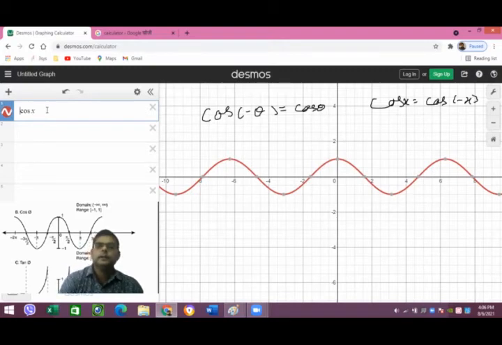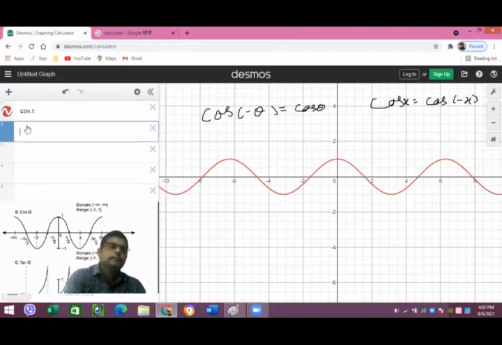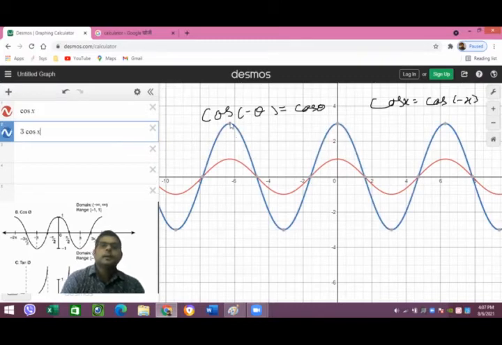You can see here the maximum point is +1 and the minimum point is -1. So the difference between these 2 points is 1 minus -1, which is 2, divided by 2 is again 1. So amplitude is 1. What if you apply 3 to cos x? That means amplitude has been increased to 3. Upside is 3 and downside is -3 about the y-axis. It's okay?